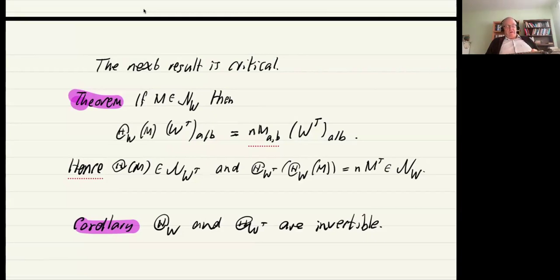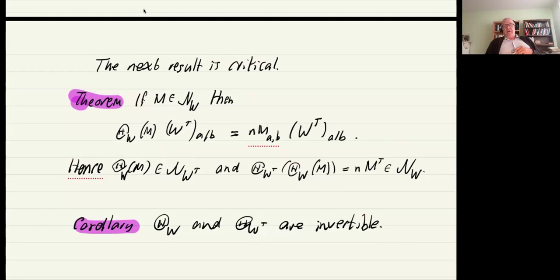Okay, so the first thing this tells you is that theta W is mapping M into the Nomura algebra of W transpose. And if you work through it, you discover that theta W transpose applied to theta of M is equal to N times M transpose. So that tells you a number of things. First thing, it tells you that these two mappings are invertible because their composition is the identity. It also tells you that M transpose is in the Nomura algebra of W.